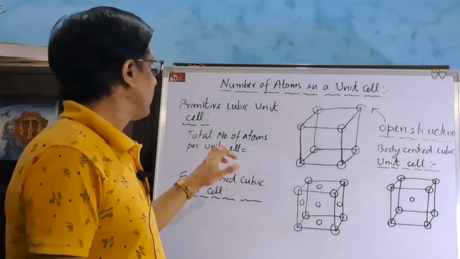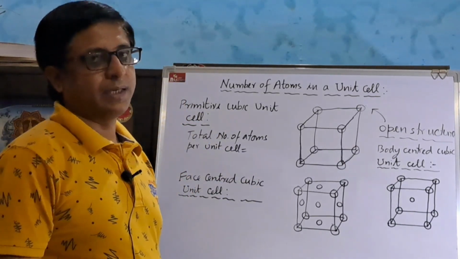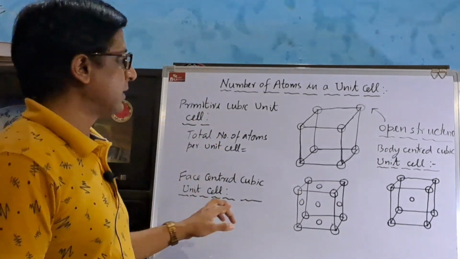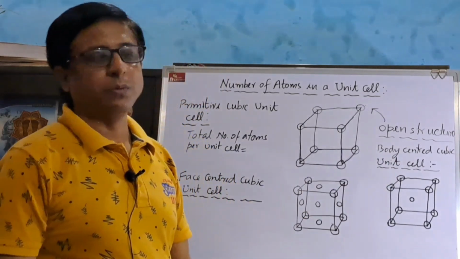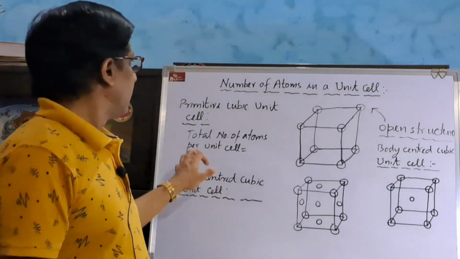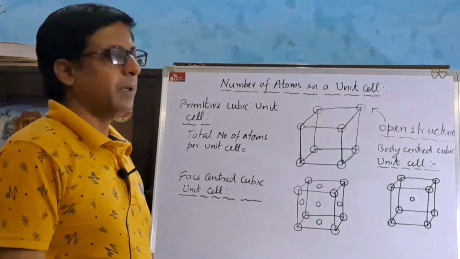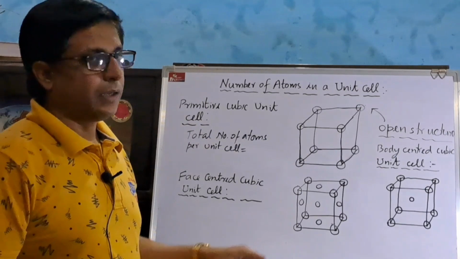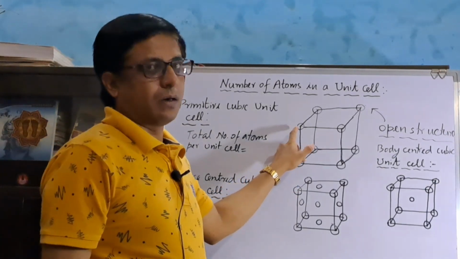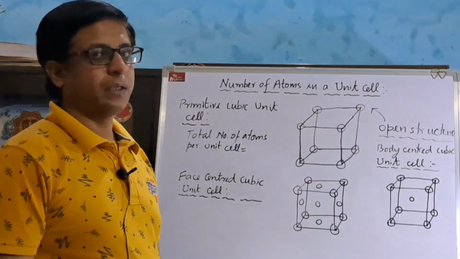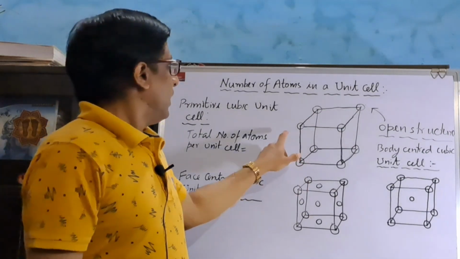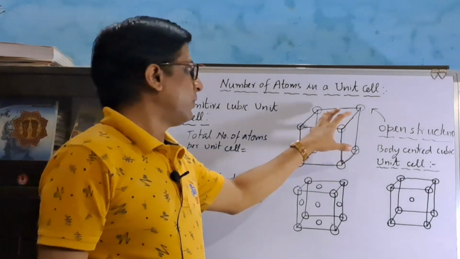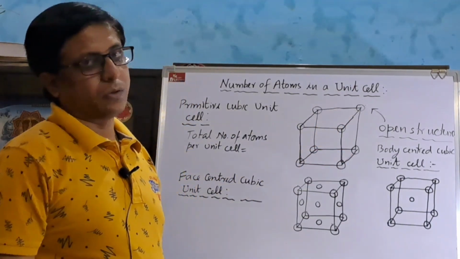We know that in case of cubic unit cell, there may be three types of structures: primitive cubic unit cell, face-centered cubic unit cell, and body-centered cubic unit cell. First, I shall take the case of primitive cubic unit cell. In a primitive cubic unit cell, the constituent particles or atoms are present only at the corner positions. Since there are 8 corners, the atoms are present at the 8 corners.